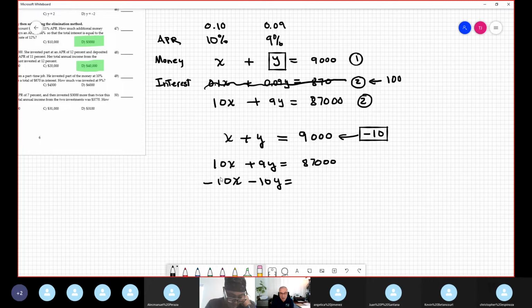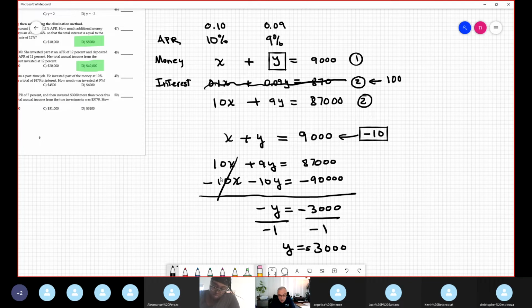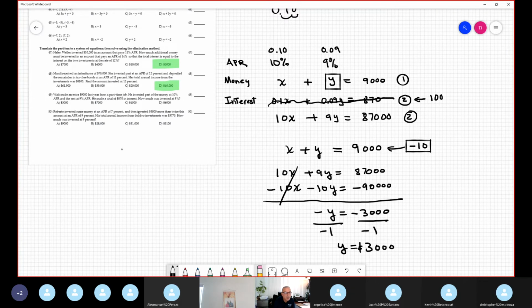Minus 10y is equal to minus 90,000, and 1 extra 0 because it's 10. This cancels out, boom. This is minus y, and this is equal, I suppose, 3,000. Let me see, 90,000 minus 87,000. Boom, boom, boom. The answer is 3,000, but negative. Of course, you divide by negative 1 both sides. The answer is $3,000. Extra money that he invests in the account at 9%. How much invested at 9%? It is option A, I guess.